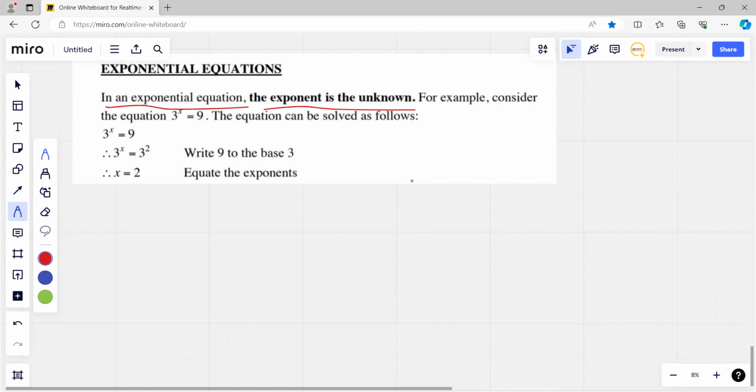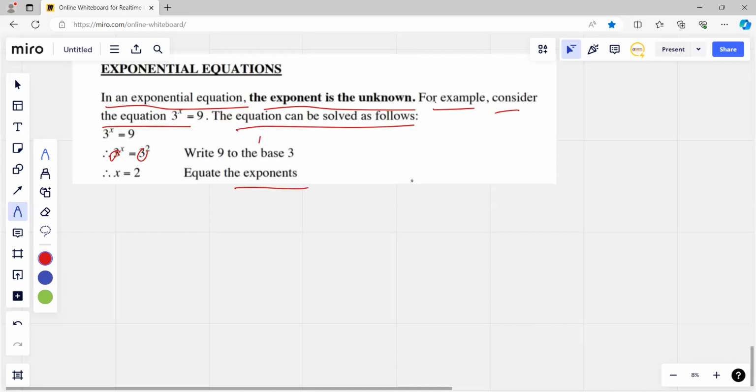Then, for example, consider the following equation. 3 to the exponent x is equal to 9. Then the equation can be solved as follows. You see, we find the exponential form of 9, which is 3 squared. Then because the bases are the same, we drop them and take the exponents and equalize them. You see, we equate the exponents, right?